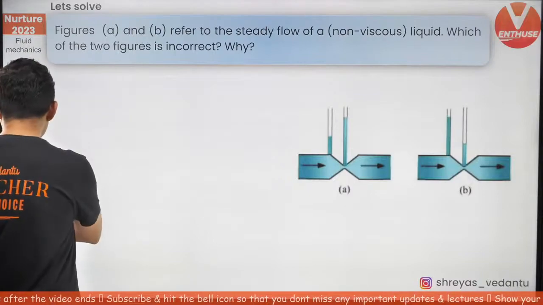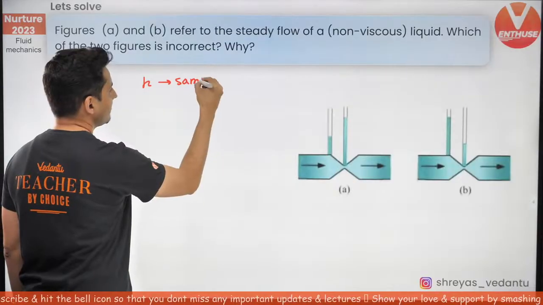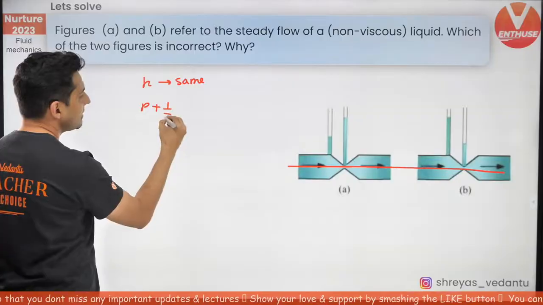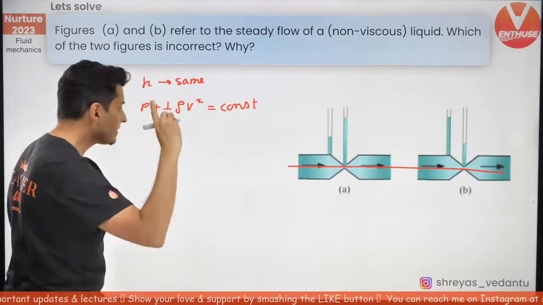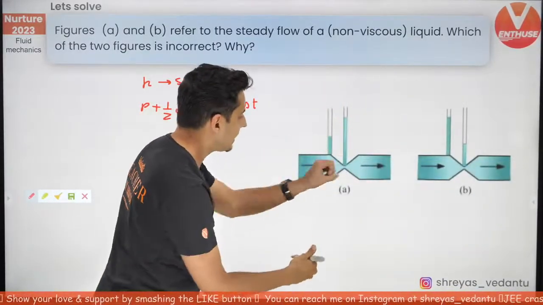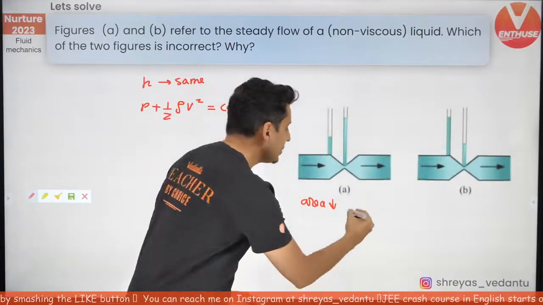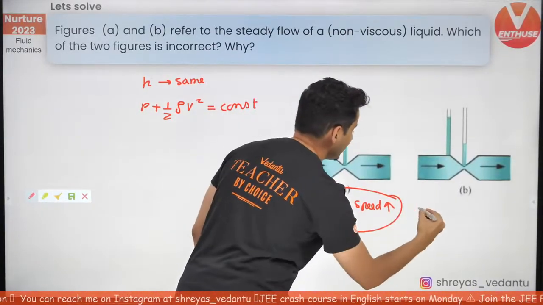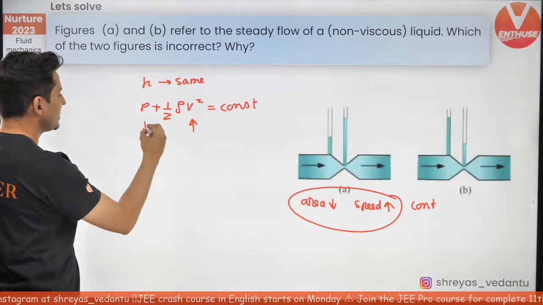Think, I have mentioned Bernoulli, which said when the height is the same, and you can see the height is the same, then P plus half rho V square is constant. That means when the area becomes small, what should happen? By continuity, the speed should increase. How am I arriving at this? This is my continuity equation. So if the speed increases, pressure should decrease.